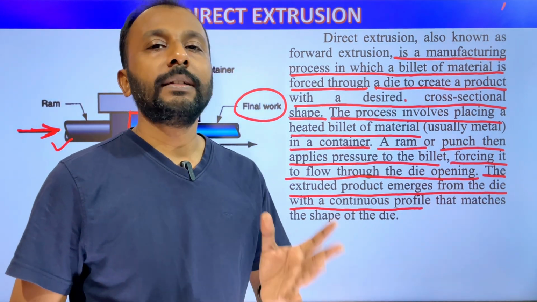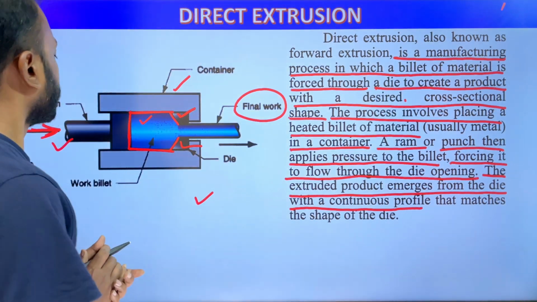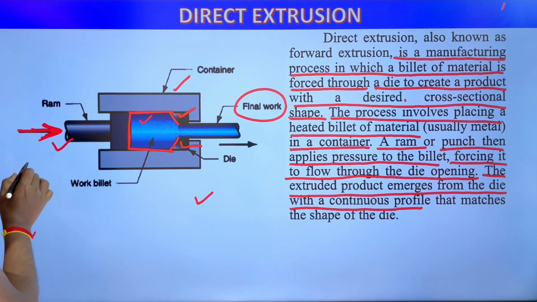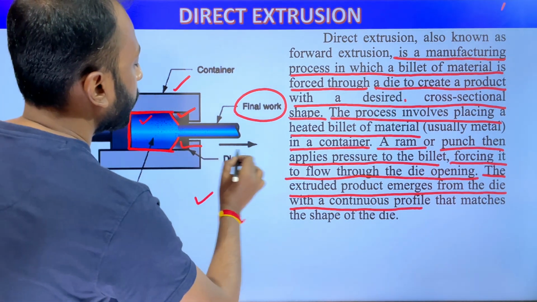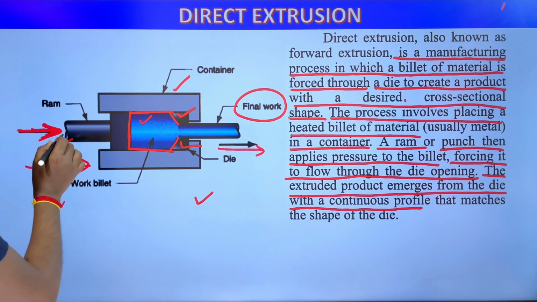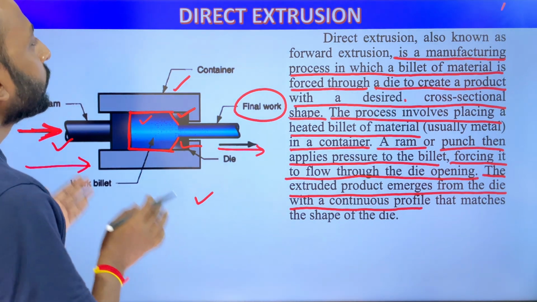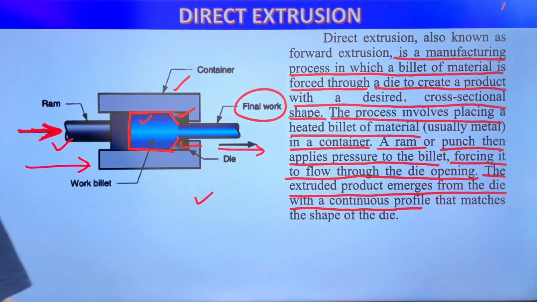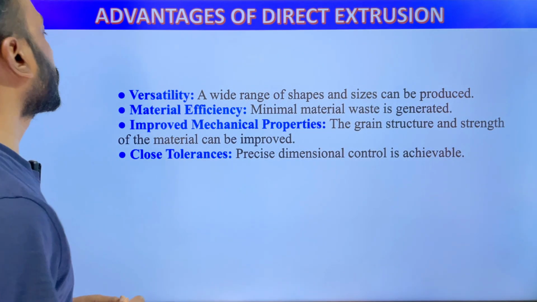But why it is called direct or forward extrusion process? We have to understand this also. So we are applying force through this side from left to right, and the movement of product is also from left to right. So the direction of the applied force and the final product is in the same direction. For this is called direct or forward extrusion process. Next, we will see the advantages of direct extrusion process or forward extrusion process.